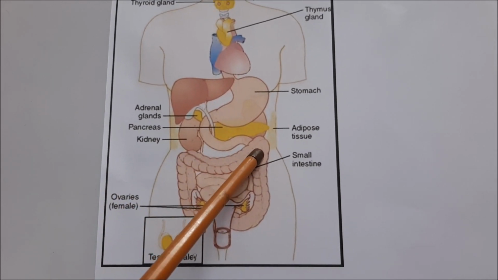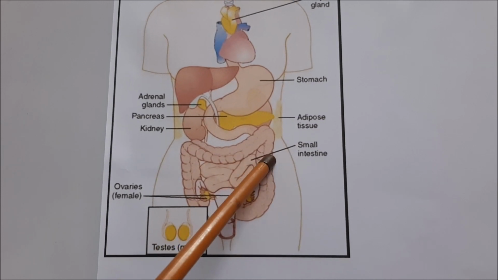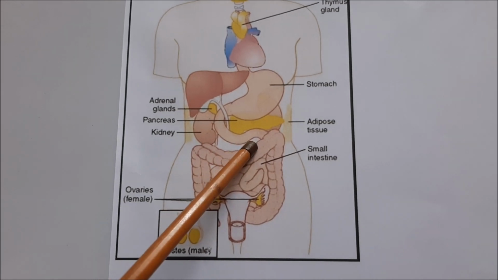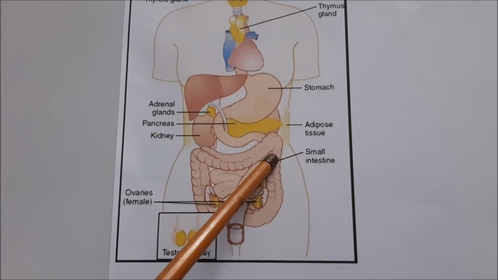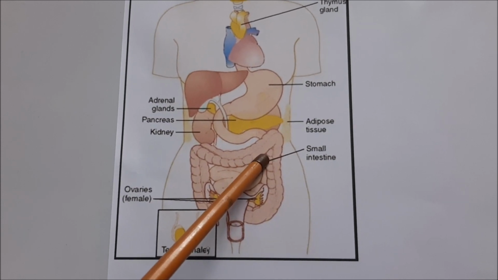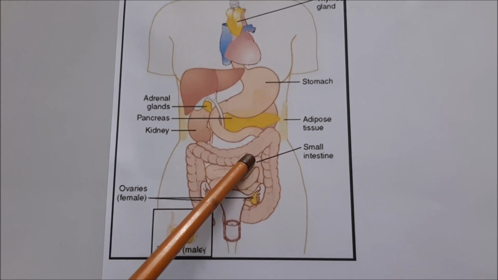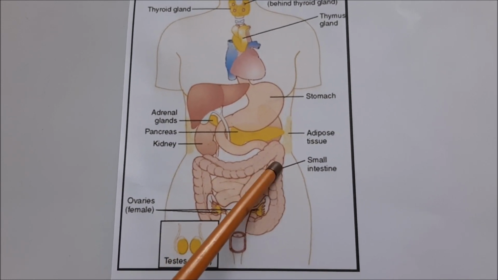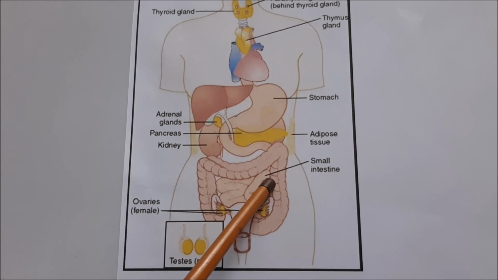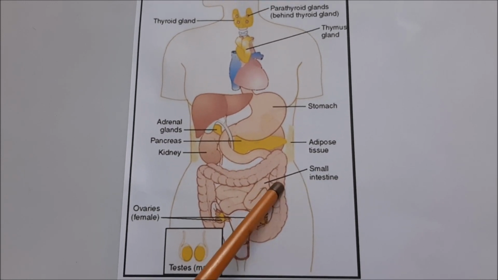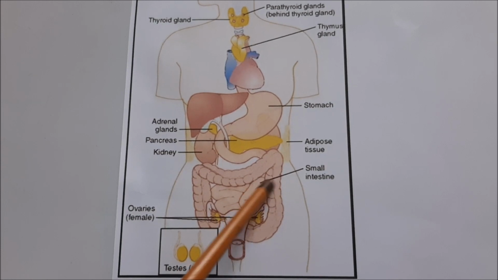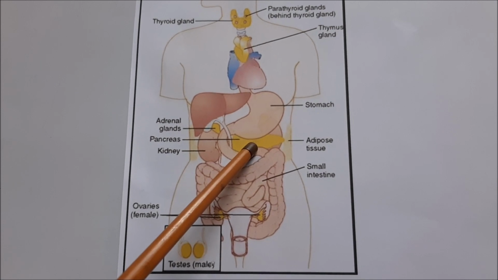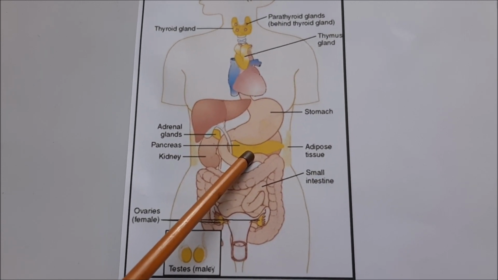Then come to the small intestine. The small intestine also releases some hormones. One is cholecystokinin, another is secretin. The function of secretin is that it stimulates the pancreas to release a watery secretion rich in bicarbonate. And cholecystokinin stimulates the pancreas to release a secretion rich in enzymes, and it also contracts the gallbladder.